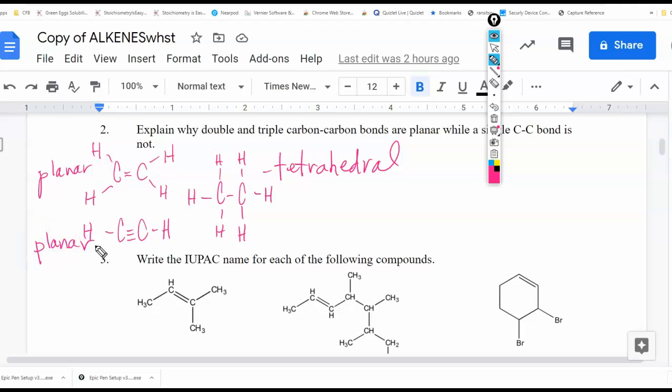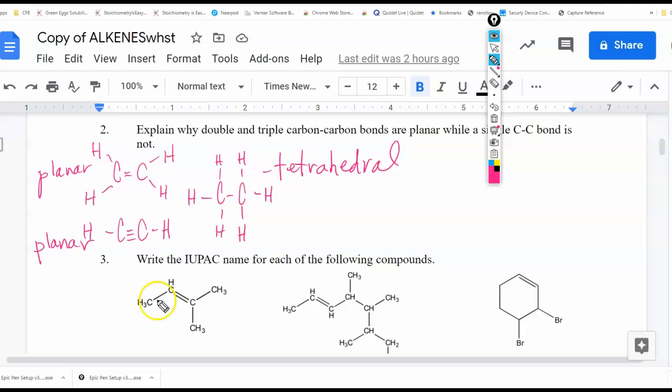So you needed to answer this in terms of their Lewis dot structures around each and their molecular shape around each carbon. Okay, so let's go ahead and go on. Write the IUPAC name for each of the following compounds.